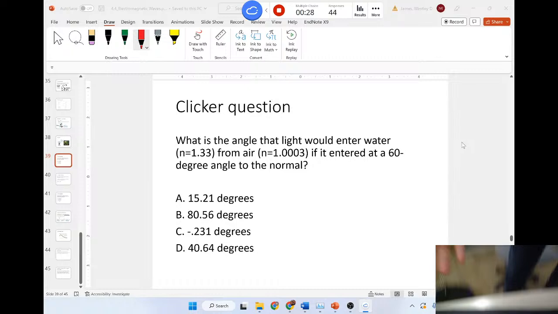So it enters at a 60-degree angle, and it says, what is the angle that light would enter water? And I'll draw a picture for you all as well. So it says it would enter water from air. So it's starting in air, because the wording here I'm not the biggest fan of.